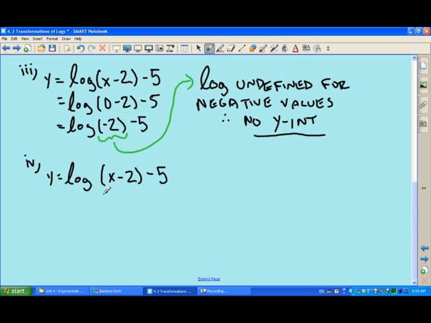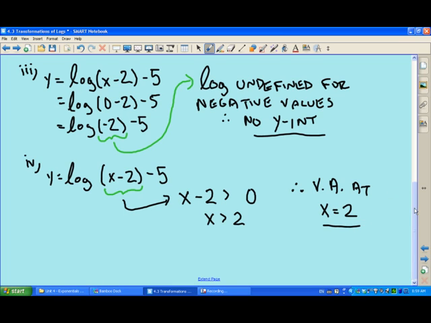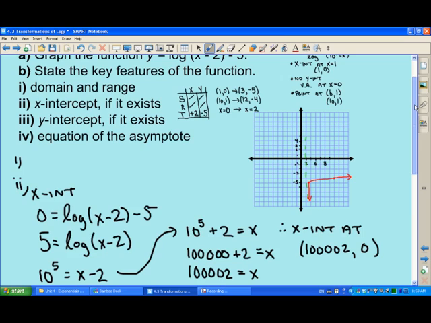For the vertical asymptote, we can look at what is inside the logarithm function. So we have x minus 2 inside the logarithm function, and for the logarithm to be defined, what's inside the logarithm function has to be greater than 0. So rearranging this algebraically, x has to be greater than 2, which means we have a vertical asymptote along the line x equals 2. And we had already found that when we were graphing.